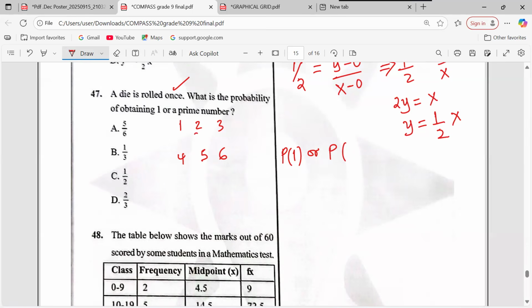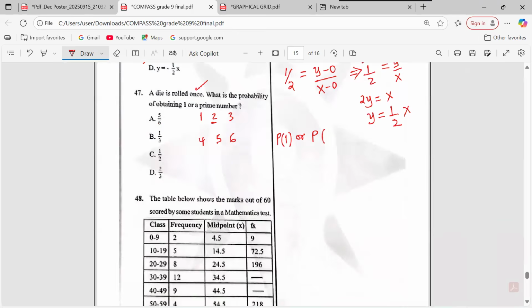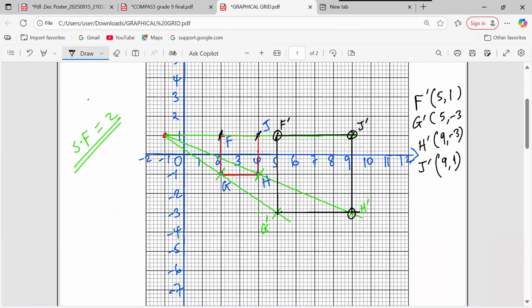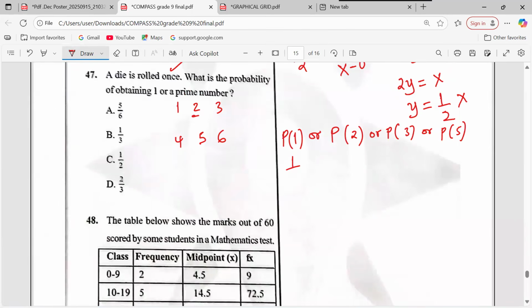Probability of a prime number like 2. That's a prime number. Or probability of another prime number like 3. Or probability of another prime number like 5. Those are prime numbers, numbers which can only be factored into 1 and itself. So the probability of getting 1 is 1/6, because we have only one out of 6 possible outcomes.